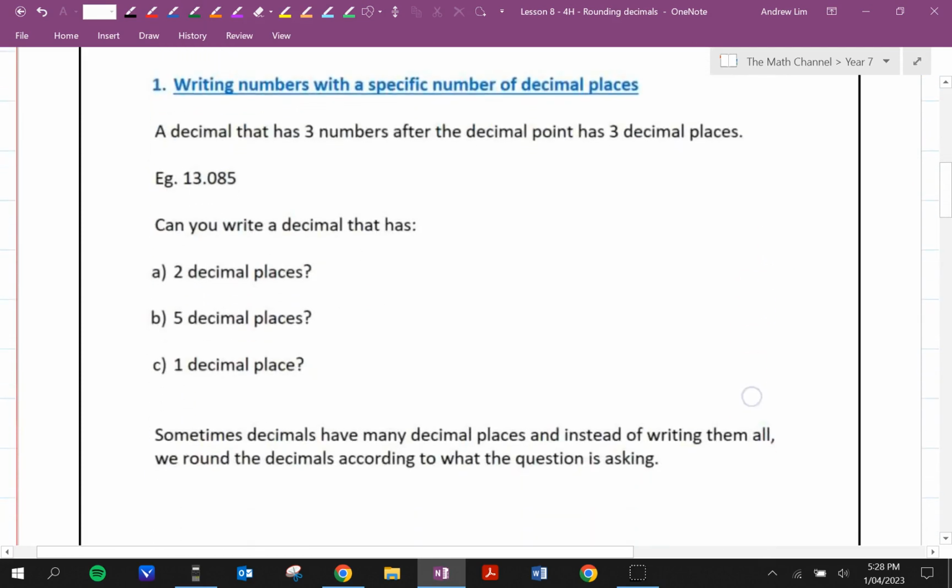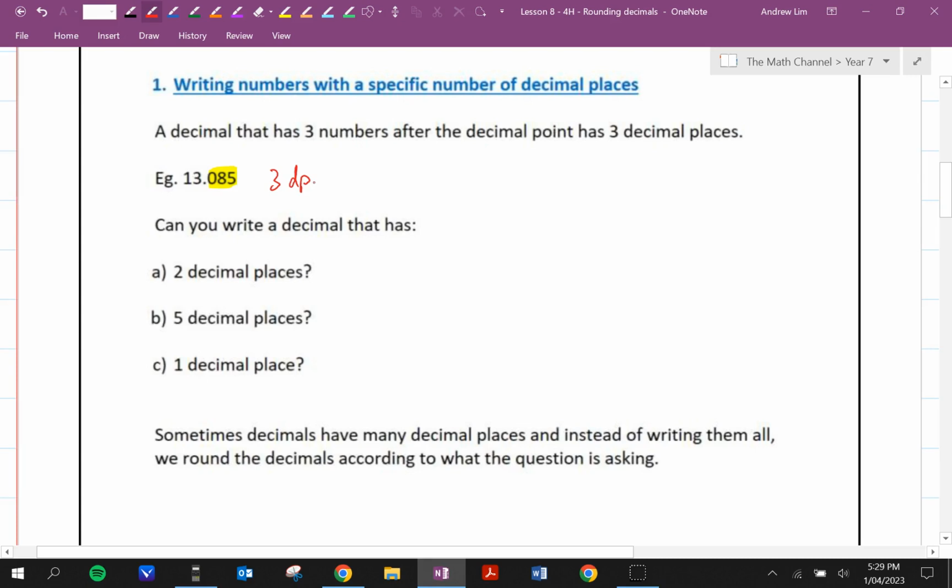So the first part of this lesson is writing numbers with a specific number of decimal places. So a number that has three numbers after the decimal point has three decimal places. For example, 13.085. We can see here that there are three numbers to the right of the decimal. Therefore, this has three decimal places. Okay? We will often call this 3DP, decimal places.